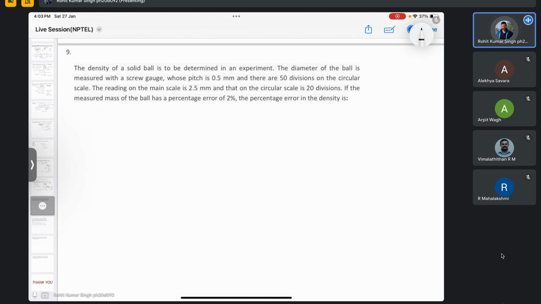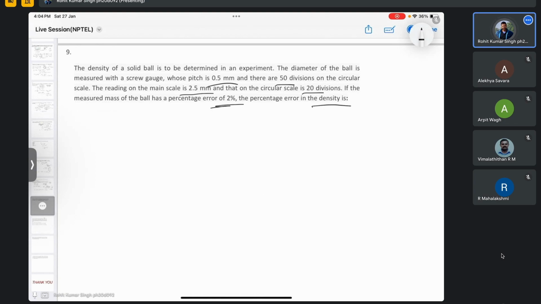Here there is a long statement, so I'll read it. The density of a solid ball is to be determined in an experiment. The diameter of the ball is measured with a screw gauge whose pitch is 0.5 mm, and there are 50 divisions on the circular scale. The reading on the main scale is 2.5 mm, and that on the circular scale is 20 divisions. If the measured mass of the ball has a percentage error of 2%, the percentage error in the density is.